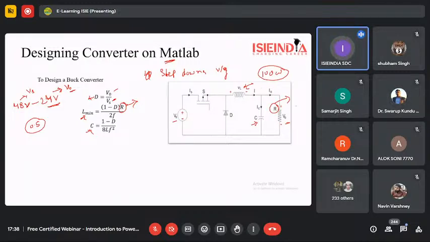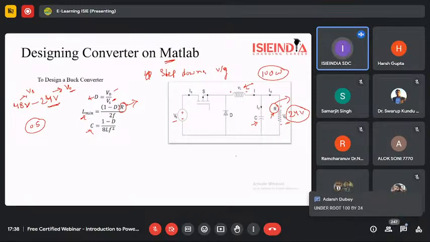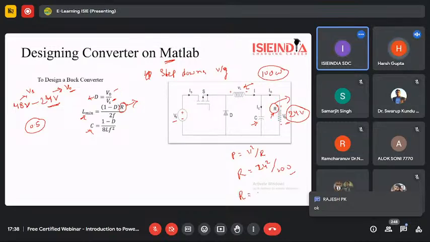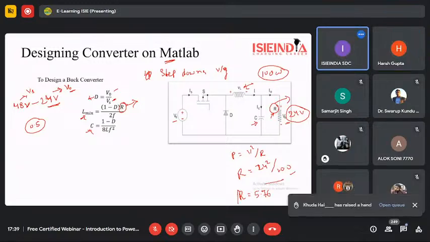I want to design a 100 watt chopper. At the output, I want 24 volts. So just suggest the value of R here. Simply, P is equal to V square over R. So R equals 24 square divided by 100. What will be the answer? 5.76 ohms. So the value of R we have calculated is 5.76 ohms.